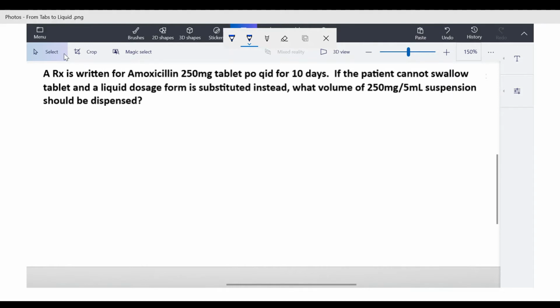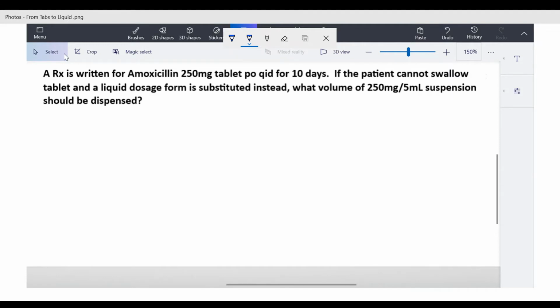Think of it as a quarter, okay? BID, twice daily, TID, 3 times daily. You can Google some of these terms and get yourself familiar if you're not already. So once again, QID is 4 times a day for 10 days, okay?